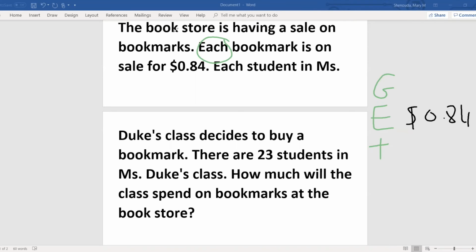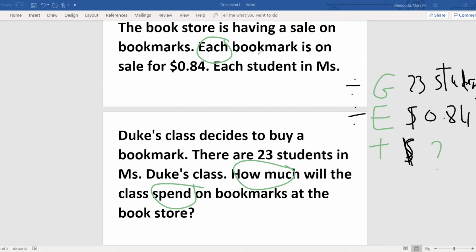And now I know that each and total have to have the same unit. So if each is in money, or dollar sign or cents, then the total also has to be in money. It says right here in the question, how much will the class spend? That means I do not know how much is the total money. So I put a question mark there. And for the group, I'm going to put the last number given to me, which is 23 students. To find G, we said we're going to divide. To find E, we're going to divide. To find T, we always multiply when using the GET strategy. So that means I'm going to multiply those two numbers.